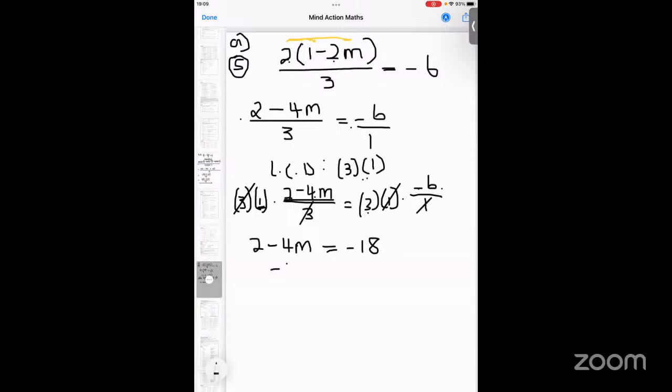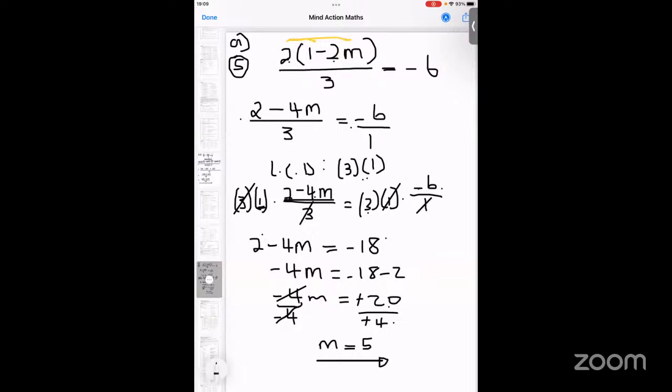Then you want to remain with the letter on the left. You will take this to the other side. It will therefore become negative 18 minus 2, which is negative 20, equal to negative 4m. If you divide both sides by negative 4, that's how you remove that, so that you remain with m, which is what you are looking for. Negative cancels with negative. This into that, I think it goes 5 times. And that should be the end of it.